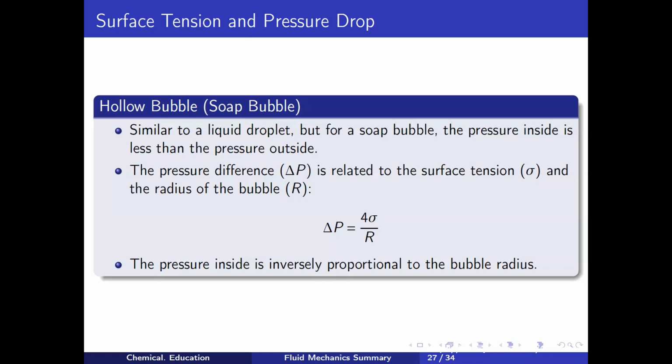For a hollow bubble or soap bubble, similar to a liquid droplet, but for a soap bubble the pressure inside is less than the pressure outside. The pressure difference ΔP is related to the surface tension σ and the radius of the bubble R. ΔP is nothing but 4σ/R. The pressure inside is inversely proportional to the bubble radius.